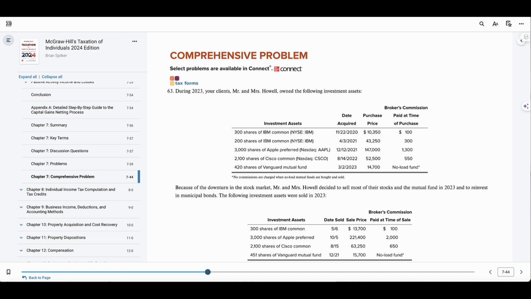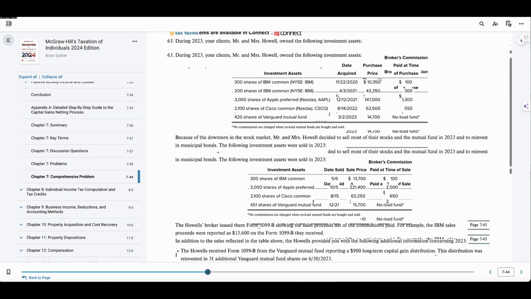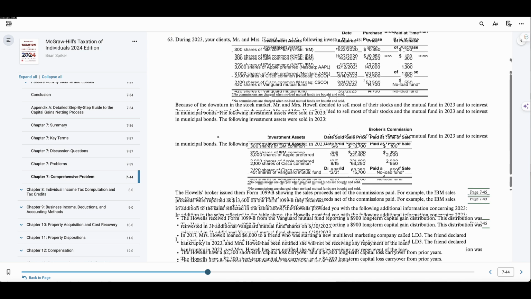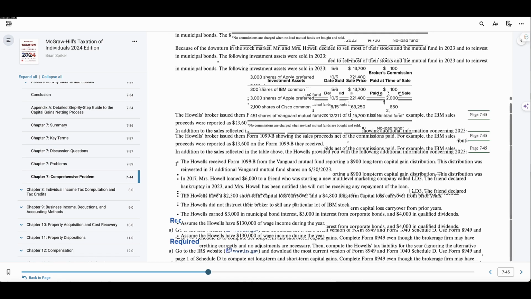your tax form problems. During 2023, your clients, Mr. and Mrs. Howell, owned the following investment assets, as you see in this table. Note that no commissions are charged when no-load mutual funds are bought and sold. Then, because of the downturn in the stock market, Mr. and Mrs. Howell decided to sell most of their stocks and the mutual fund in 2023 and to reinvest in municipal bonds. So these are the investments that were sold in 2023, as you see here.